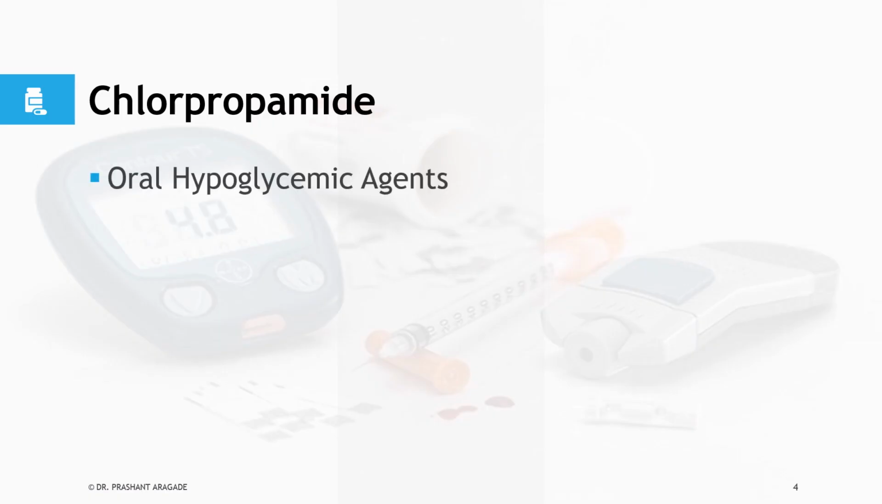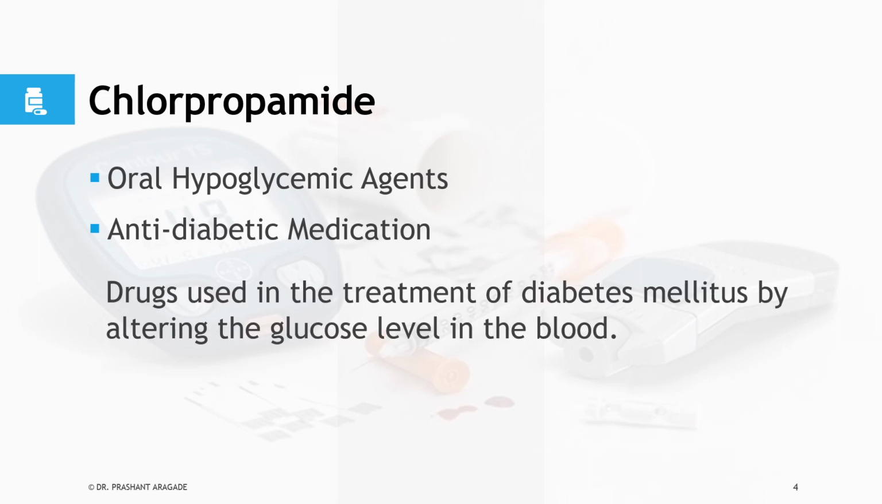Chlorpropamide is an oral hypoglycemic agent, also called an anti-diabetic medication. The anti-diabetic medications or oral hypoglycemic agents are the drugs which are used in the treatment of diabetes mellitus by changing or altering the blood glucose level.